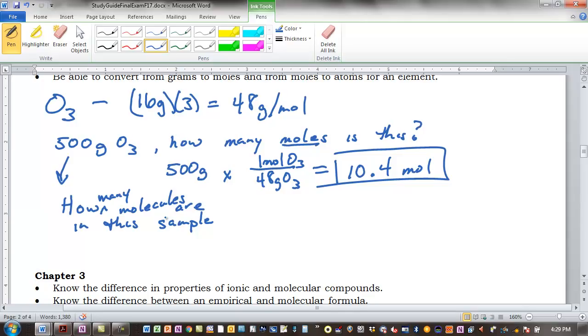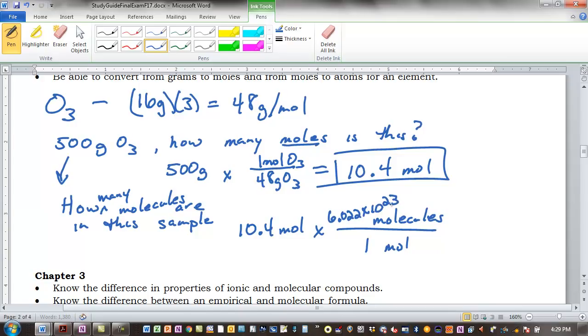Avogadro's number, exactly. Now that we have moles, we can take that 10.4 moles. Again, unit conversion, we want moles to cancel. We want to end up with molecules, and a mole of anything contains Avogadro's number of things, so 6.022 times 10 to the 23rd.